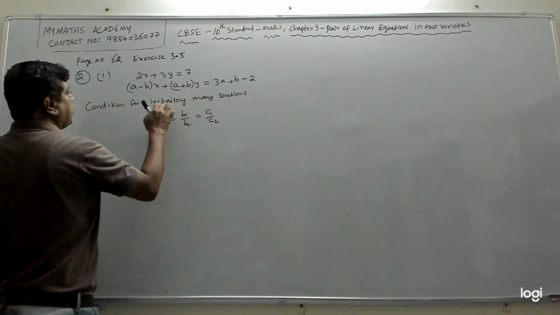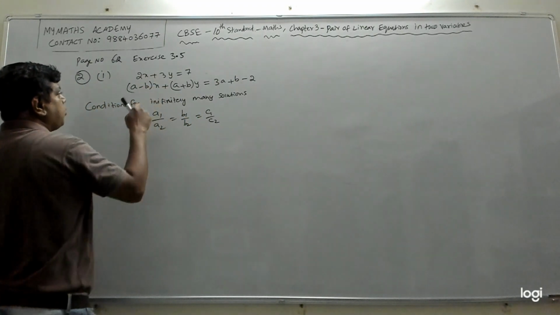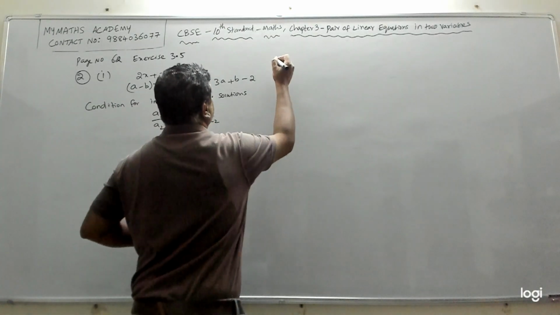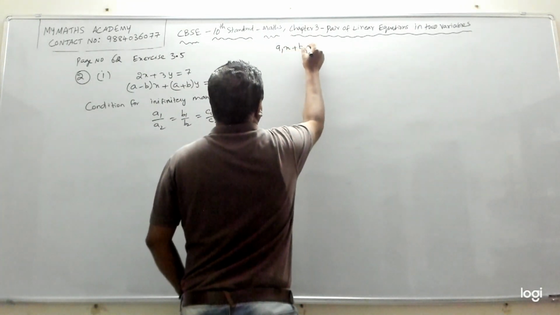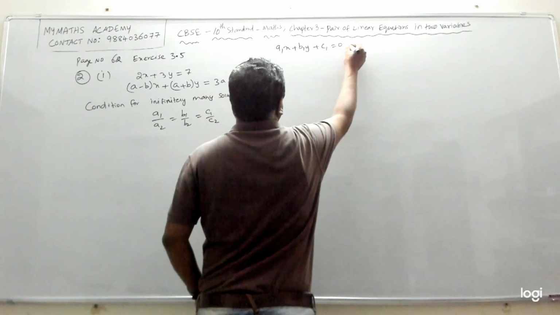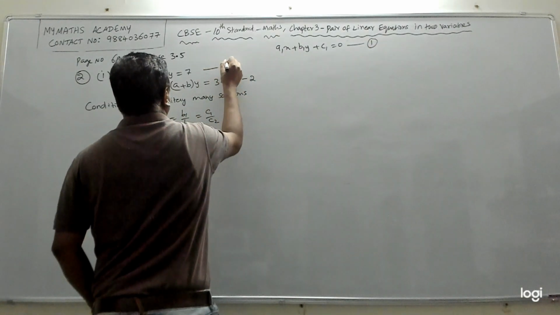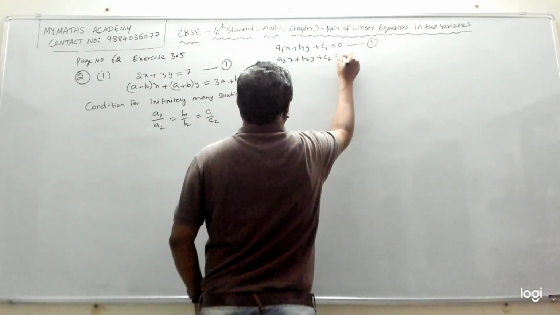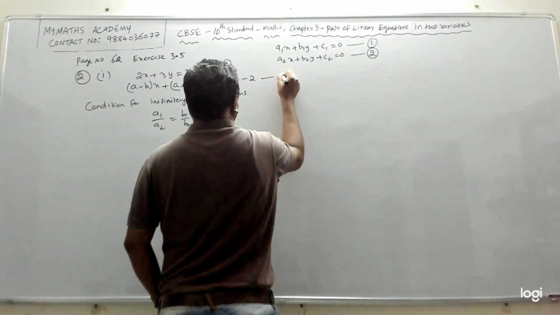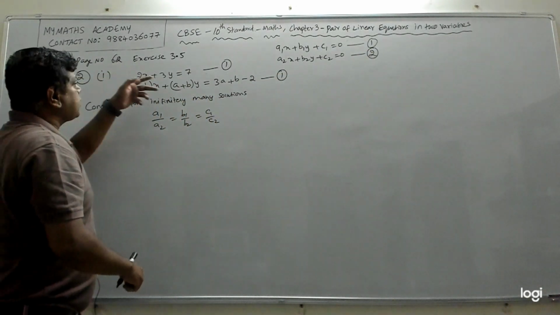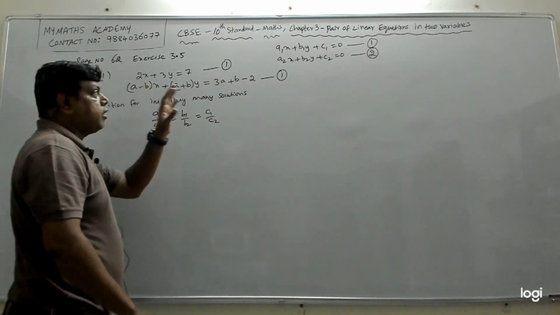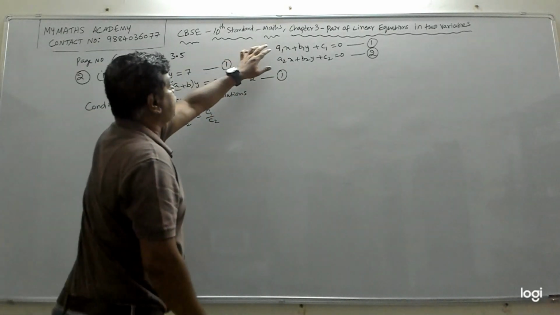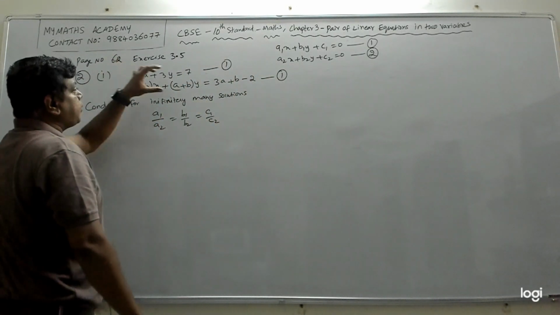So this is the condition for the set of linear equations to have infinitely many solutions. To find this ratio, we should first check whether the given set of equations is in the general form. What is the general form? The general form is a1x plus b1y plus c1 equal to 0 as the first equation, and a2x plus b2y plus c2 equal to 0 as the second equation. If it is not in this form, you need to convert the equations into this form.